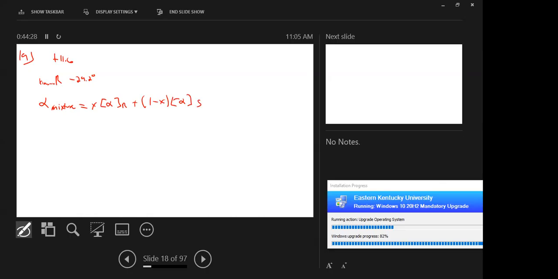So the alpha of the mixture, 11.6, equals X times negative 29.2, because this is the known R, plus 1 minus X, since we're solving for X, times the 29.2 that we have here. If the known for the R is negative 29.2, then the S would be the opposite, and that would be 29.2. So we just have to solve for X here.